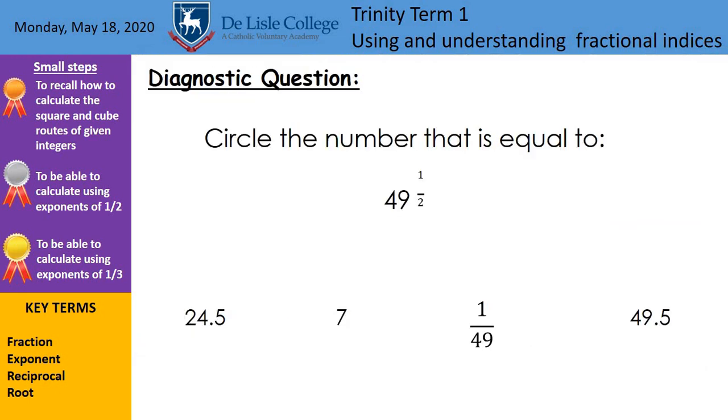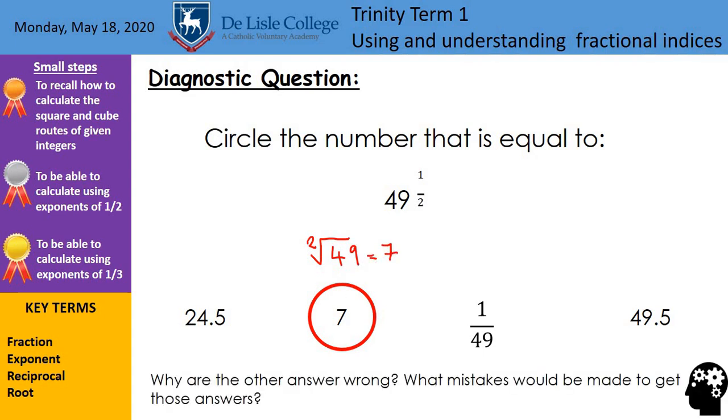Right, let's have a look here. Our diagnostic questions. Circle the number that is equal to 49.5. So have a look, think about that first. I'm hoping you've got 7, because what we're having to do is find the square root of 49. So what number times by itself gets 49? It's 7. But then it says here, why are the other answers wrong, and what mistakes will be made to get those answers? Just pause the video, have a look, see if you can work it out.